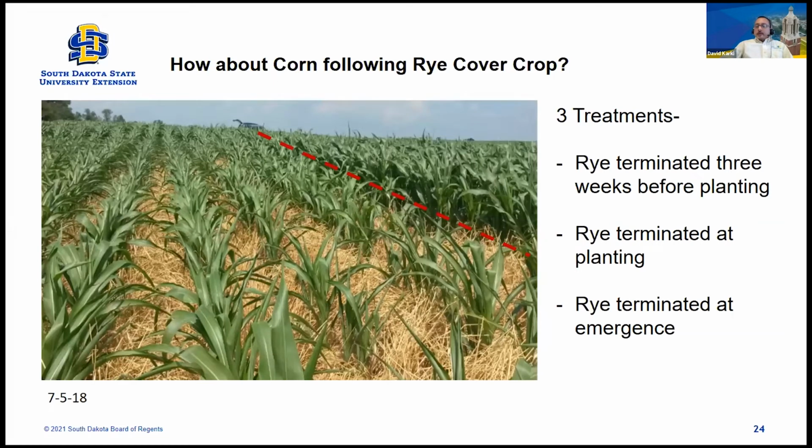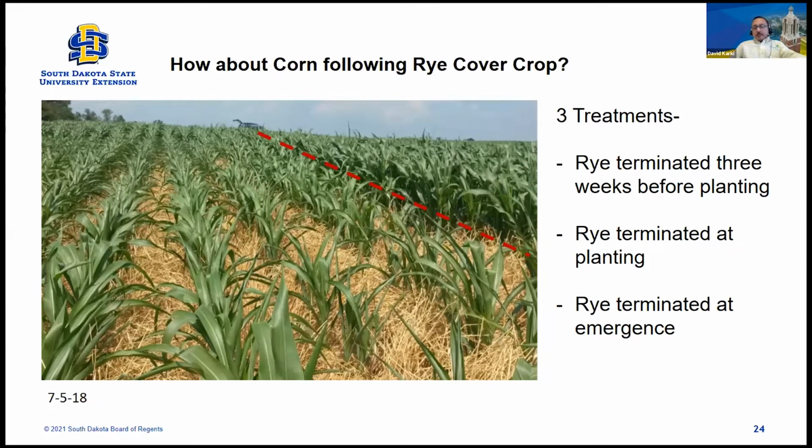And another question I get: planting cereal rye into a corn soybean rotation. What happens if we follow corn, let the rye grow in the spring, and follow with corn? So this was done in Arlington, South Dakota, a traditionally good moisture site. There are 3 treatments. Rye that was terminated 3 weeks before planting corn, that was the whole field basically. And rye terminated at planting of corn, and rye terminated when the corn had just emerged.